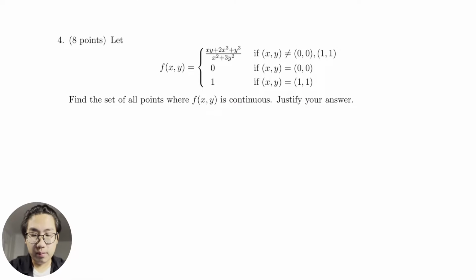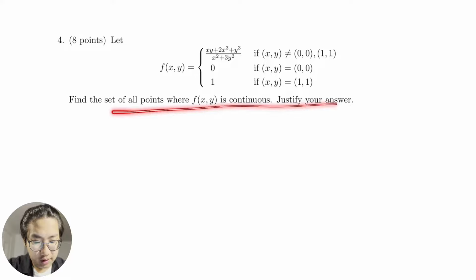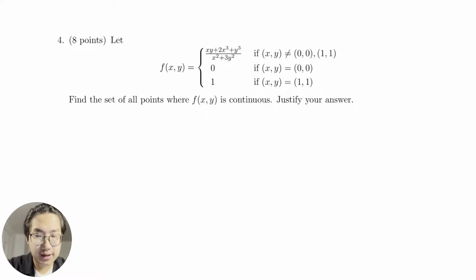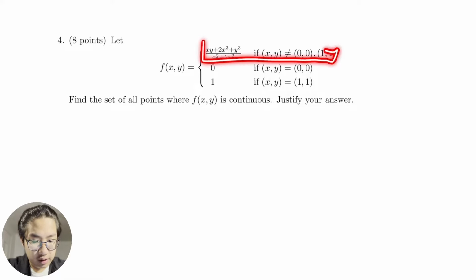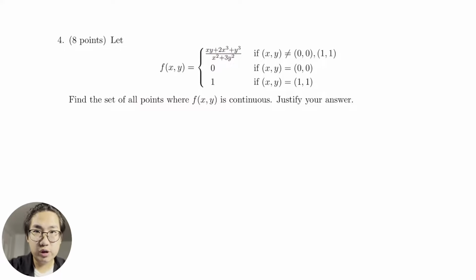Okay, question 4. Let f of x, y be this piecewise function. We want to find the set of all points where f of x, y is continuous, and of course we want to justify our answer. With this question, we're first going to look at this portion of the piecewise first. We're going to try to justify continuity through the continuity of rational functions first.